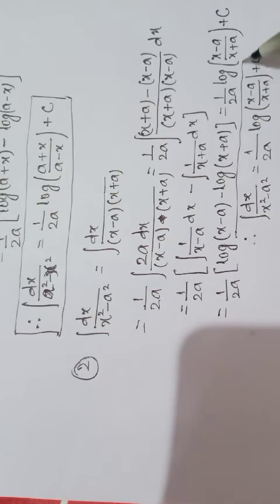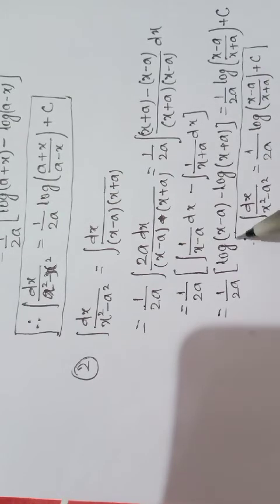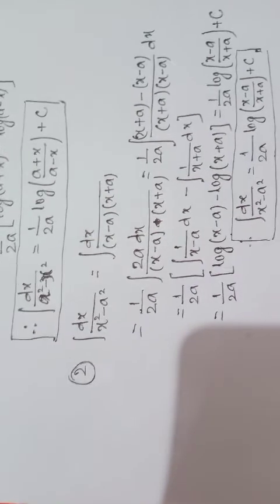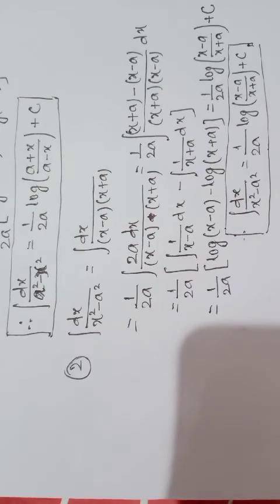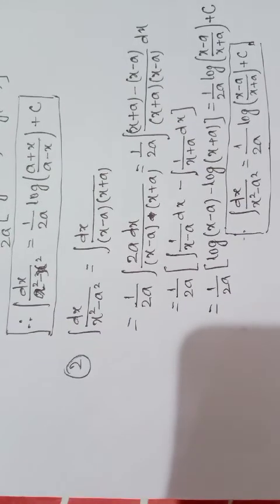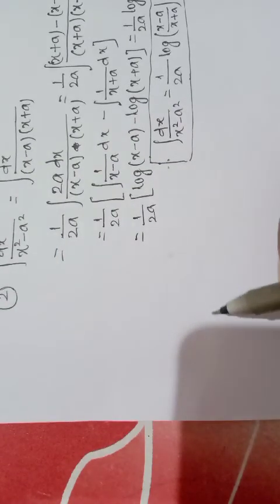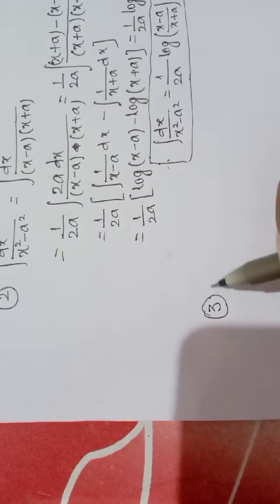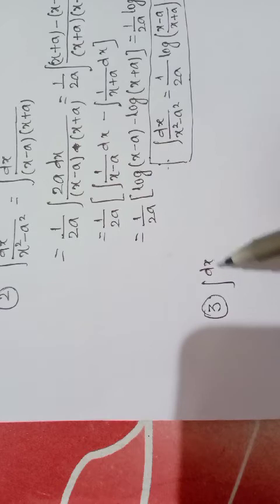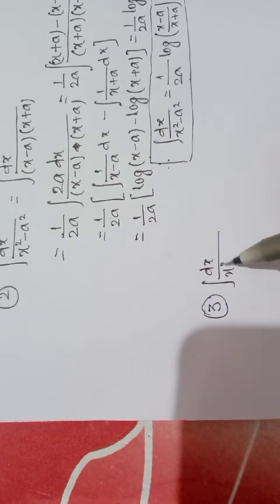This is your second result, which I have already told you we use as a formula in later problems. Your third one is integrate dx upon x square plus a square.